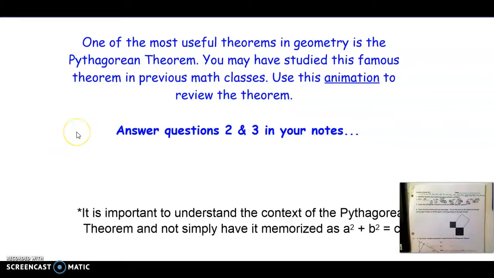So on number 2 in your notes, it said to state the Pythagorean theorem in words and using the algebraic equation. So again, I think you guys have the algebraic equation memorized, and it is simply a squared plus b squared equals c squared. But you want to make sure you know how to state it in words. And so again, in words, it would say in a right triangle, the sum of the square of the legs is equal to the square of the hypotenuse. So in a right triangle, the sum of the square of the legs is equal to the square of the hypotenuse.